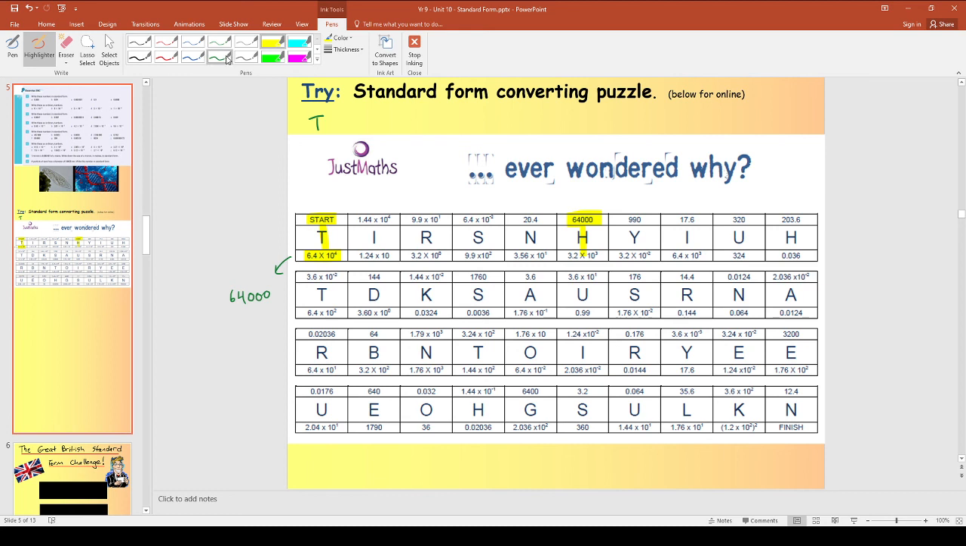So the second letter is an H. Then you would do this one. 3.2 times 10 to the 3. Well, what does 3.2 times 10 to the 3 make? Well, move the decimal once to get it there. 2 more zeros, so it's 3, 2, and 2 more zeros. So 3,200. You find that one, which is going to be 3,200 somewhere in this mess.